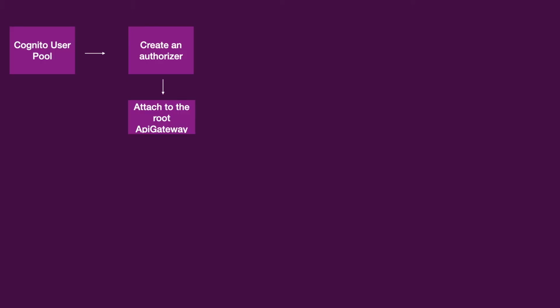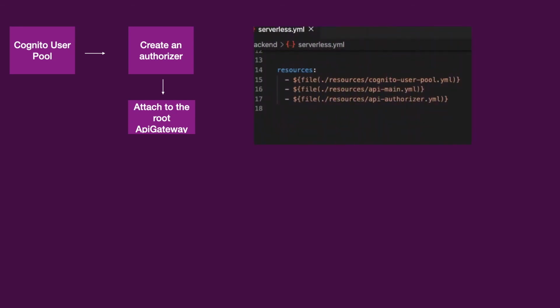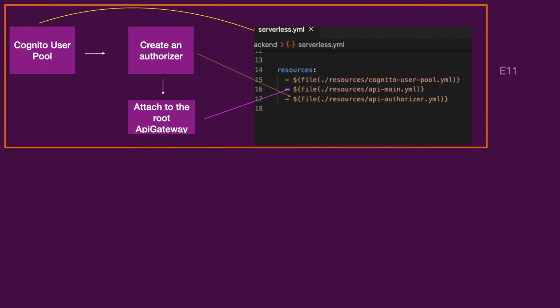Let's recap what we have learned in this episode. First, we updated our serverless.yaml file and updated the Cognito user pool.yaml to hold the new definitions, and then we created a custom authorizer that we defined on line number 17, and after that we created a new API gateway, which is the root API gateway, and we did that on line number 16. So this is entirely what we covered in episode 11.